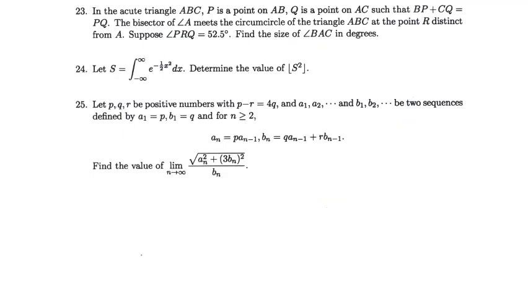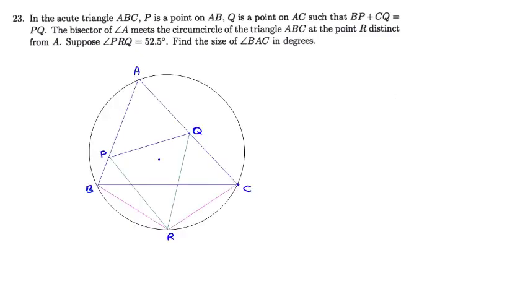SMO, Singapore Mathematical Olympiad 2021, open section, first round. Problem number 23. In the acute triangle ABC, P is a point on AB and Q is a point on AC such that BP plus QC equals, or CQ equals PQ. So let me explain this problem on the diagram. Okay, so here, P is on AB, Q is on AC such that BP plus QC equals PQ.